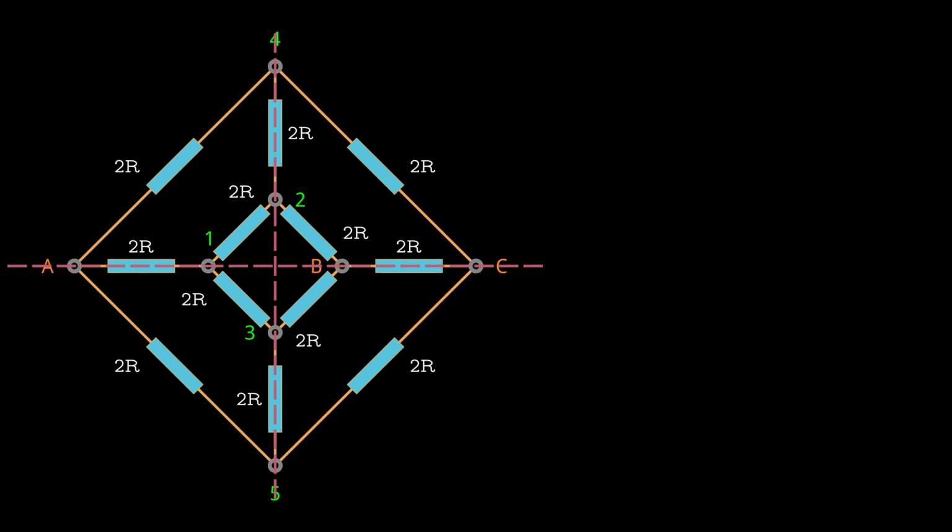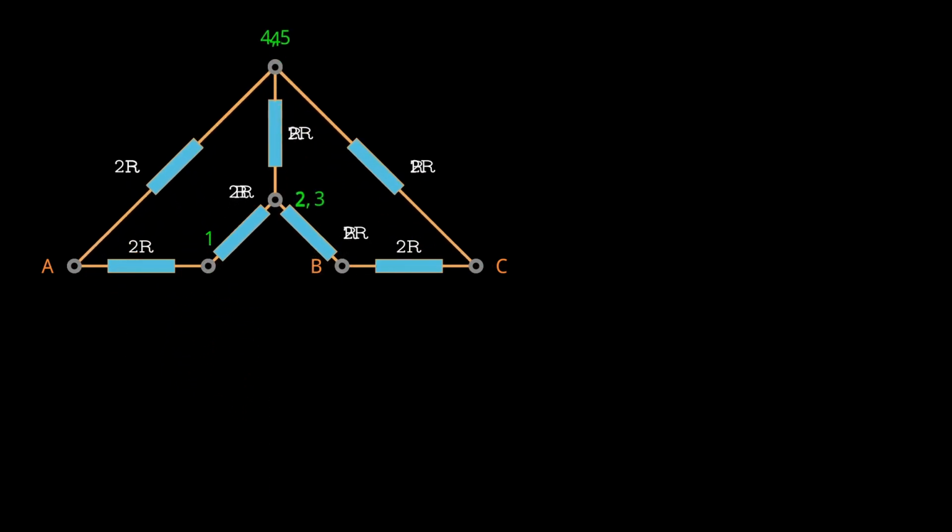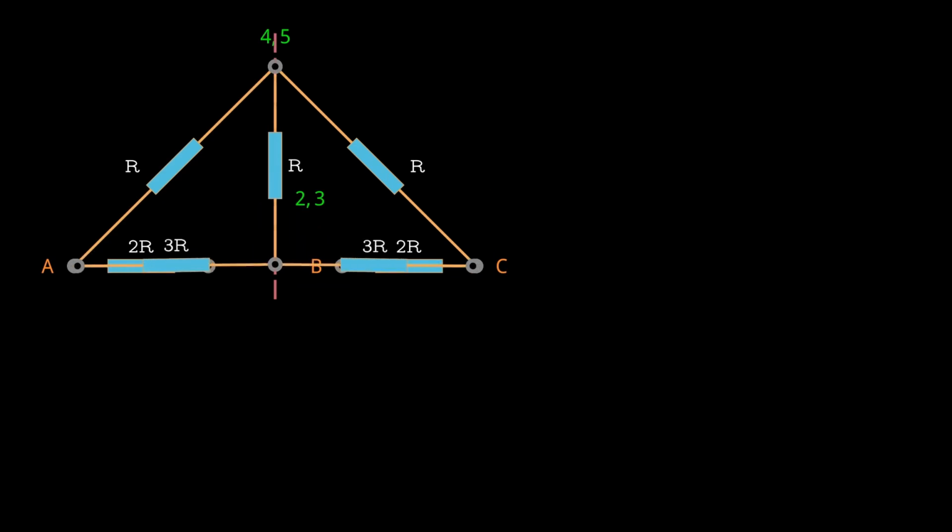In this case, nodes 4 and 5, as well as nodes 2 and 3, share the same potential. This means we can combine each of these pairs into a single node. By doing so, we can replace each pair of parallel resistors with their equivalent resistance, further simplifying the circuit. These two pairs of resistors are in series, so we can combine each pair by simply adding their resistor values to find the total resistance for each series pair.